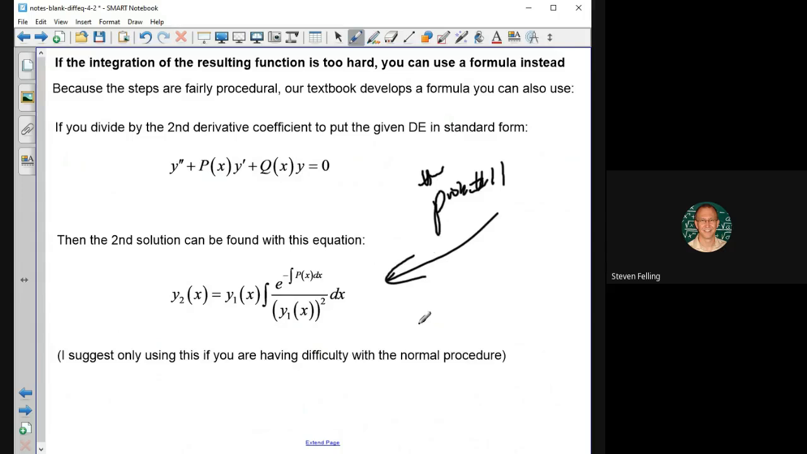It's just a method to reduce the order so you can use previous methods. But the thing about this method is you have to already have one solution, and then you can use this method to find the second solution.